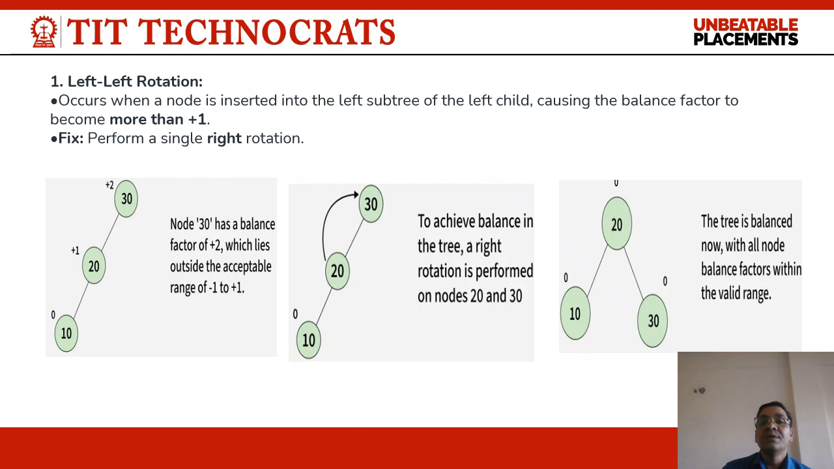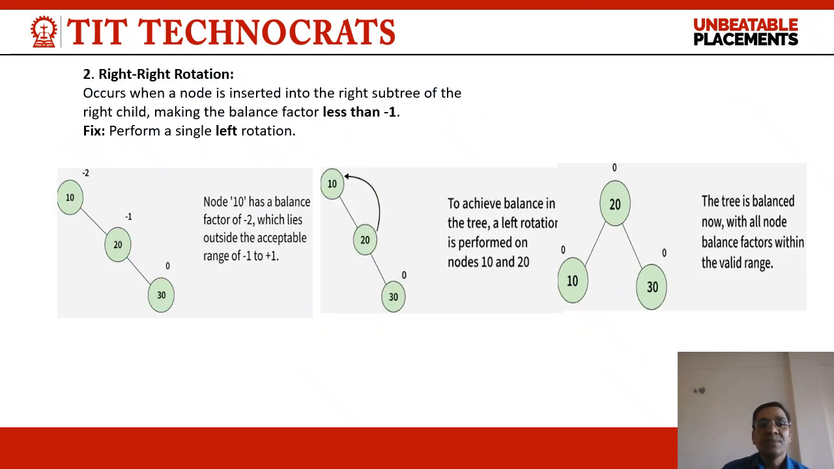Here we are going to present an example for left rotation. When the height of the left subtree is increased by left nodes, then we use left rotation and the tree is balanced with node balance factors within the valid range. Right rotation occurs when a node is inserted into the right subtree of the right child, making the balance factor less than -1. The following is an example showing right rotation.